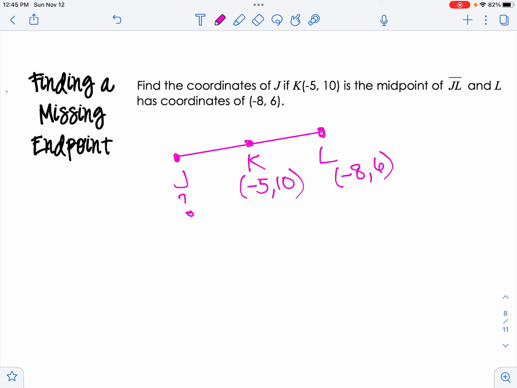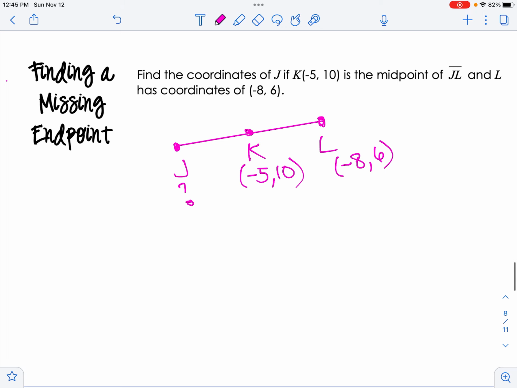Okay, so we can do that. If we know that the midpoint is (negative 5, 10), we know the formula for the midpoint. So instead of writing M equals, we're going to put the fact that (negative 5, 10) is equal to that, right? So since that's the case, then let's do our formula.